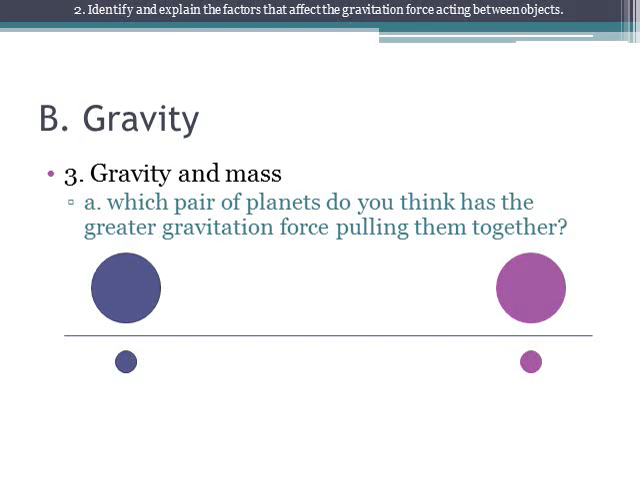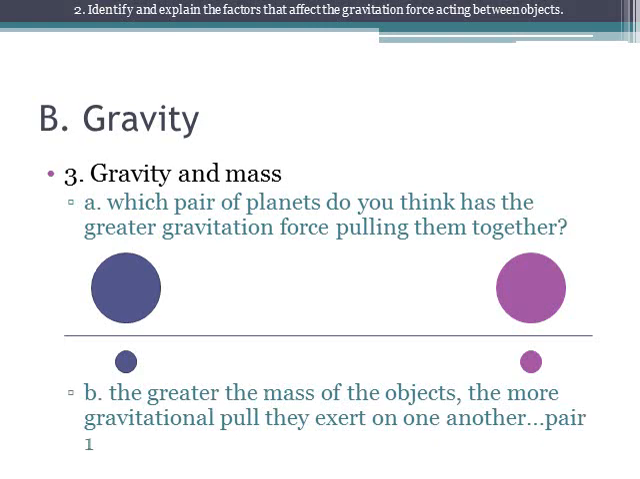I think intuitively, most of you will probably say, well, it's this first pair. These larger planets should have a greater gravitational pull or greater gravity force pulling them together. And your instincts would be correct. Okay? And that's because the greater the mass of the objects, the more gravitational pull they exert on one another. In other words, we're saying pair 1 here, the top pair, would have the greater gravitational force pulling each other because they're more massive.